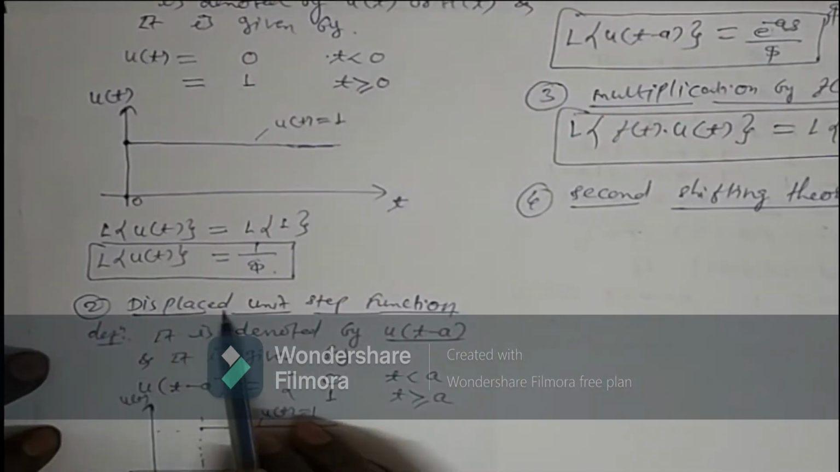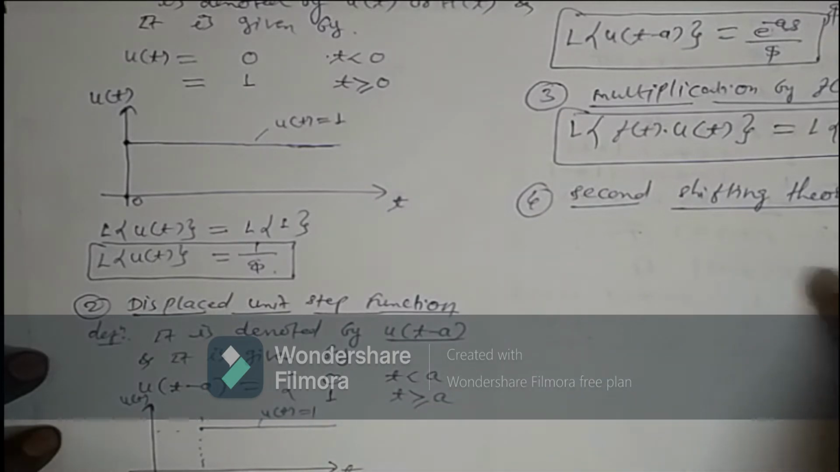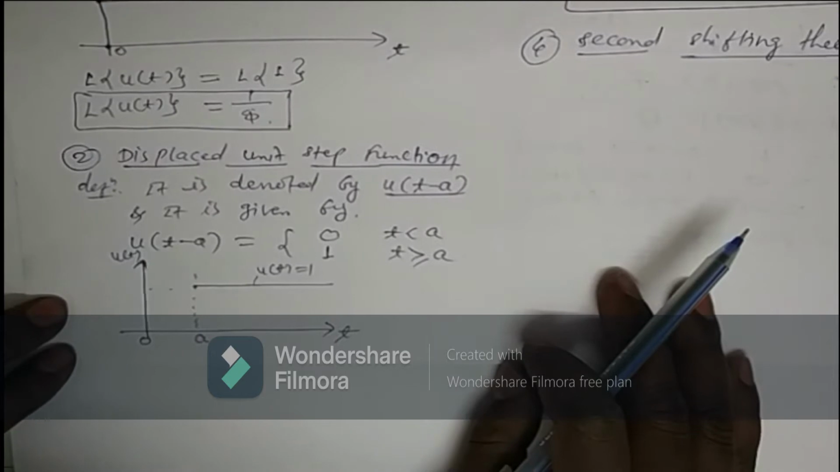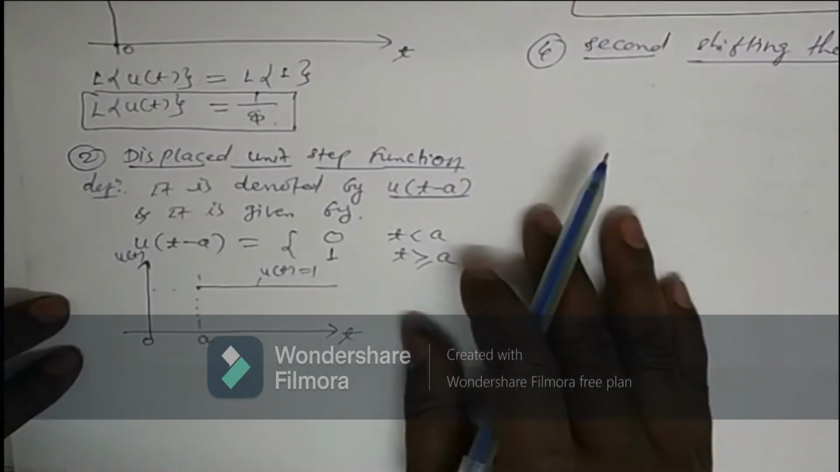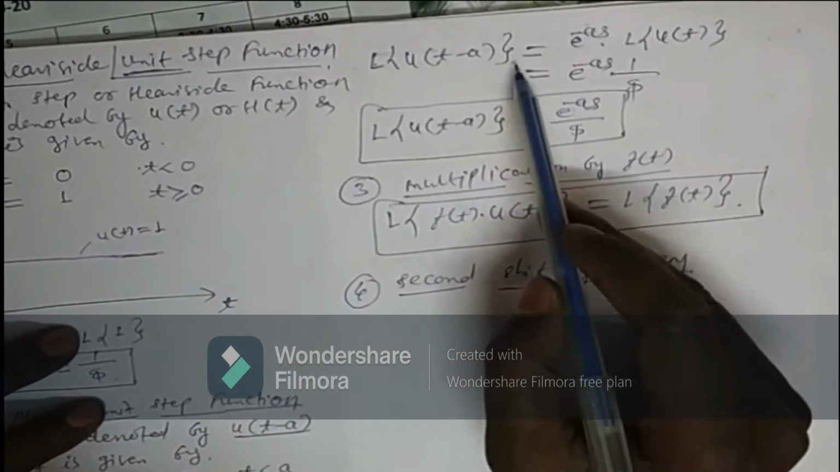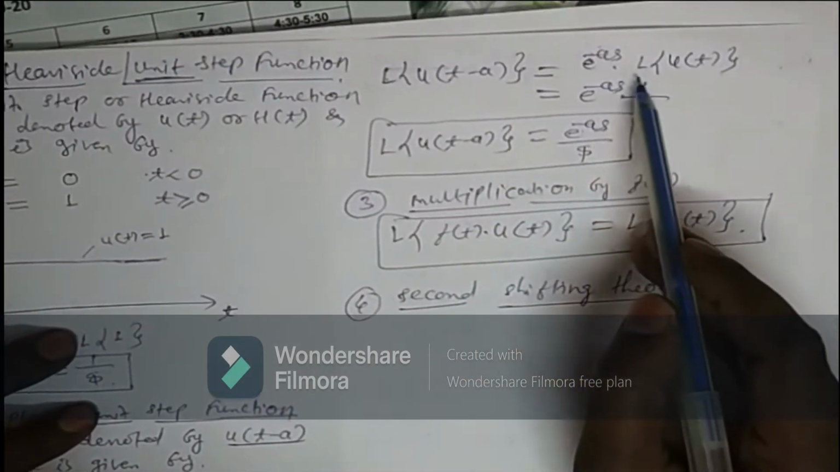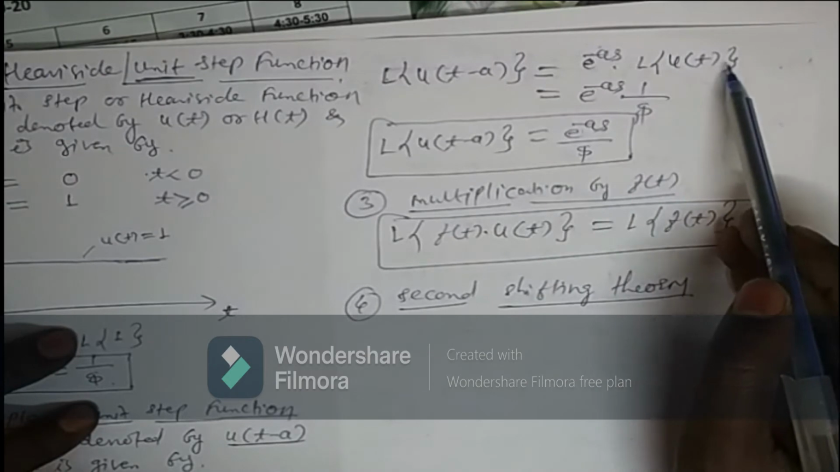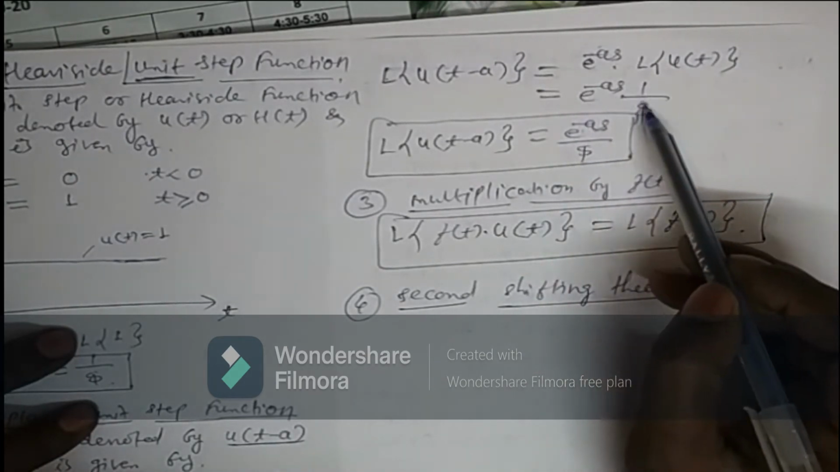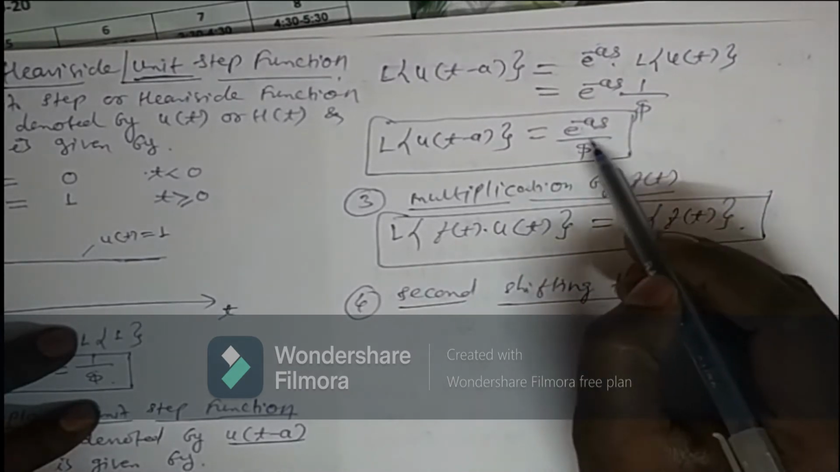Second, what is meant by a displaced unit step function? That also we have studied. And what is the Laplace transform of this displaced Heaviside function? That is, the Laplace transform of u of t minus a is equal to e raised to minus as into the Laplace transform of u of t, which is e raised to minus as into 1 upon s, or e raised to minus as upon s.